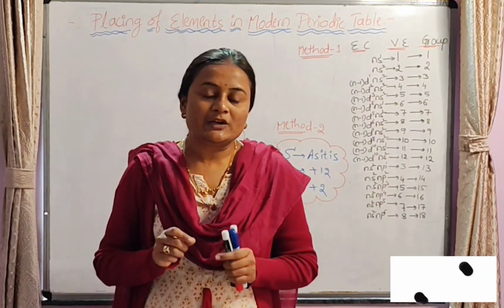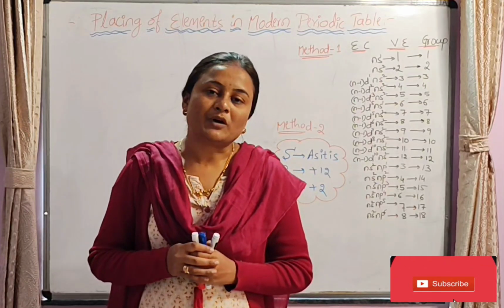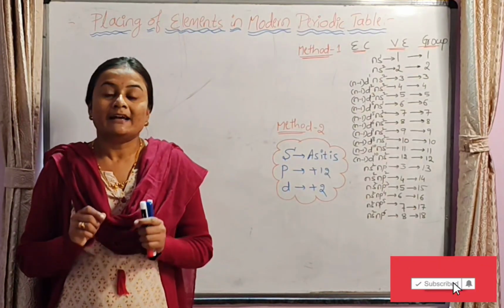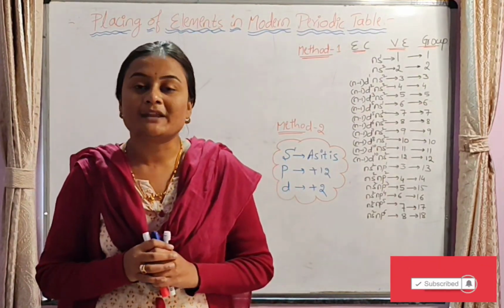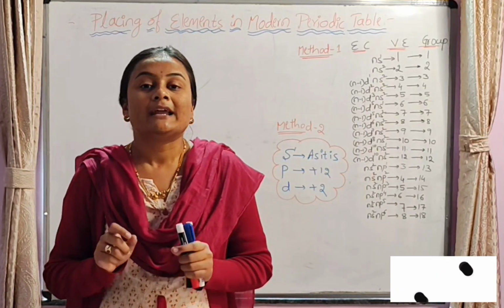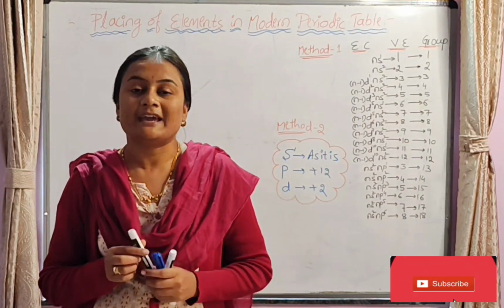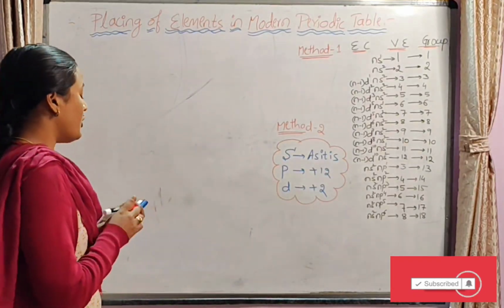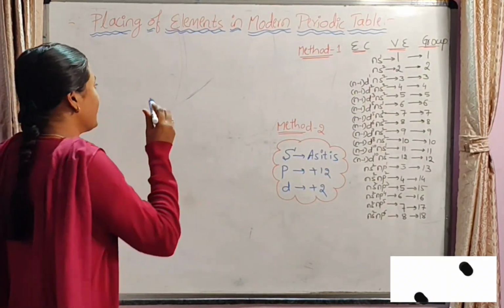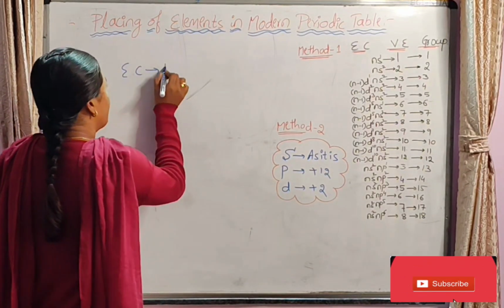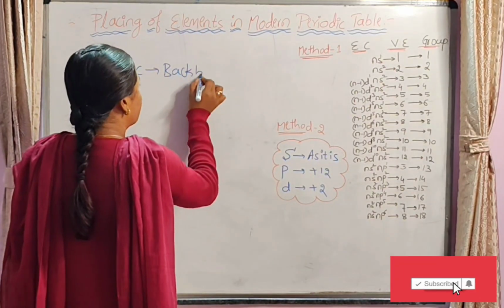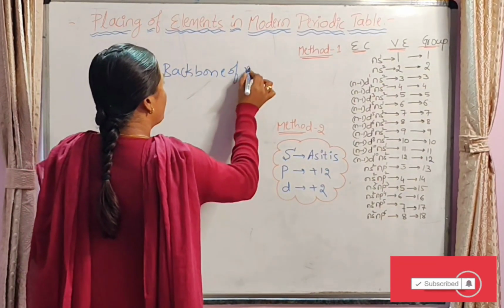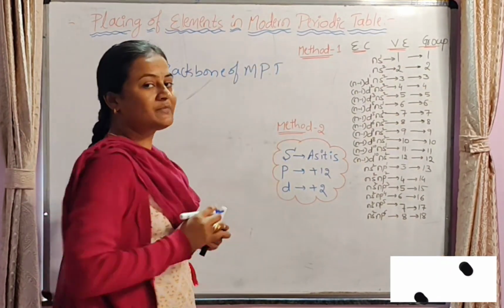There are 18 groups and 7 periods in the modern periodic table, and the elements are placed in the modern periodic table according to their electronic configuration. Therefore, the electronic configuration of the elements is called the backbone of the modern periodic table.